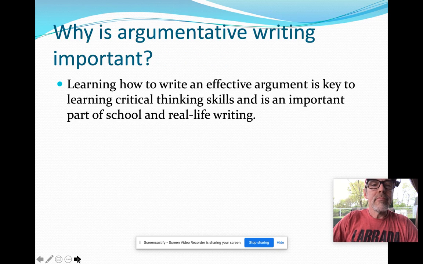yeah, it's important because it's something you will do the rest of your life when you're trying to convince people about your point.